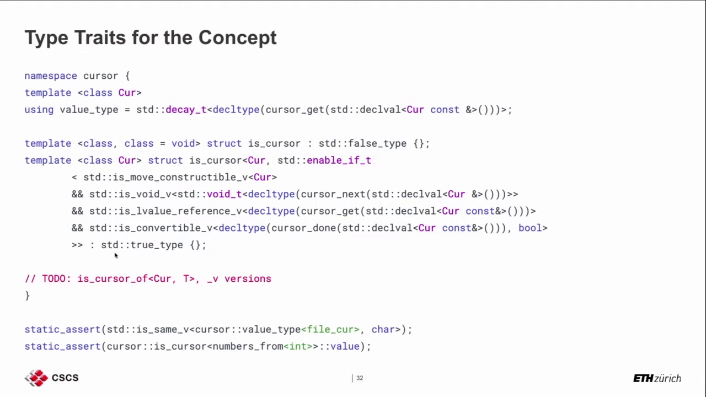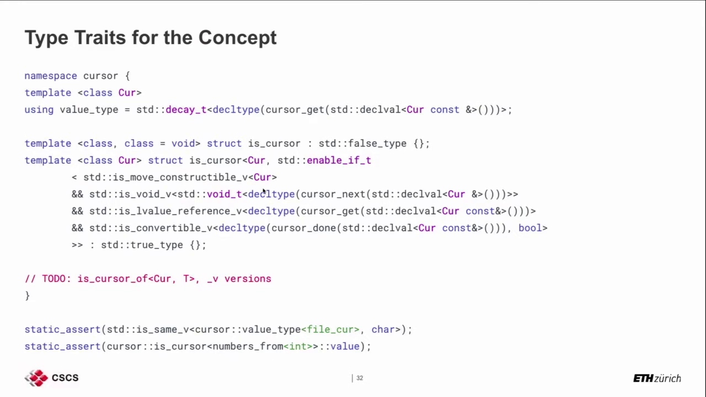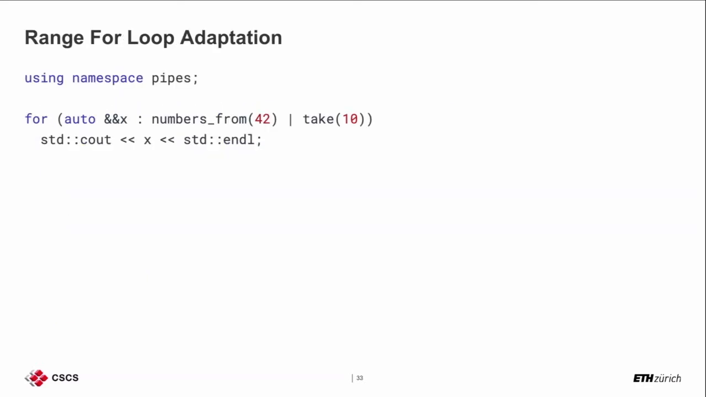So we can do more metaprogramming stuff. For example, we can define the predicate is cursor of some particular type, and also versions of that. But well, let's leave that to do here.